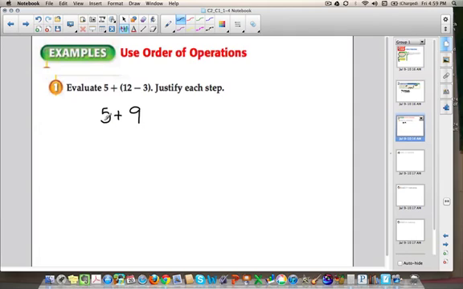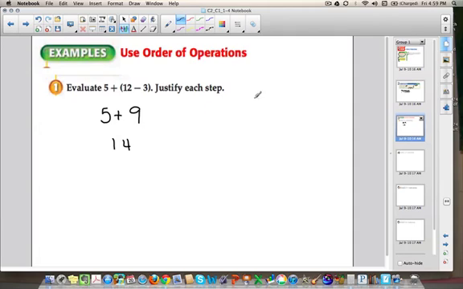So I see 5 plus 9. 5 plus 9 is 14. There. And I justified each one of my steps. I justified this first step because we're going to do parentheses first. And I justified my second step because we're going to do addition. And there we've applied the order of operations.